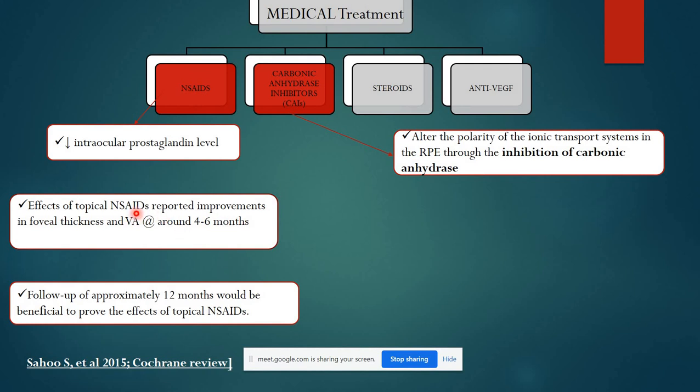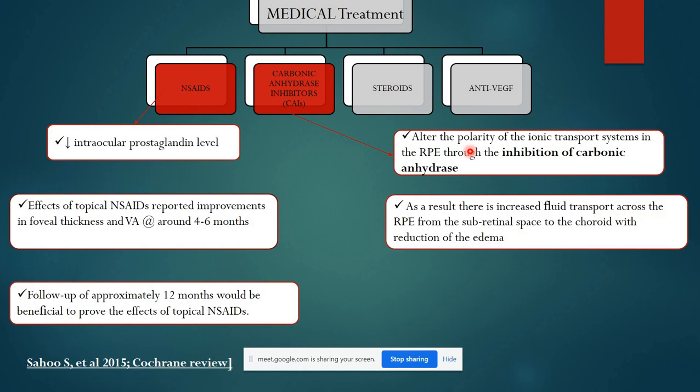So this is more applicable in case of an early stage, because this might take around 4 to 6 months to see an improvement, and then you will need to follow up regularly for at least 12 months. When it comes to carbonic anhydrase inhibitors, again this is the same thing, which takes more time.